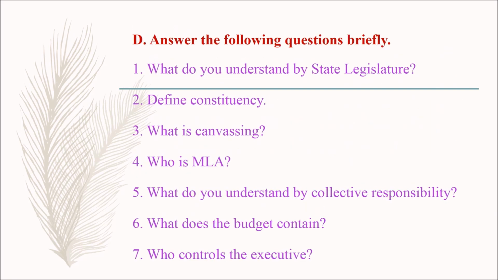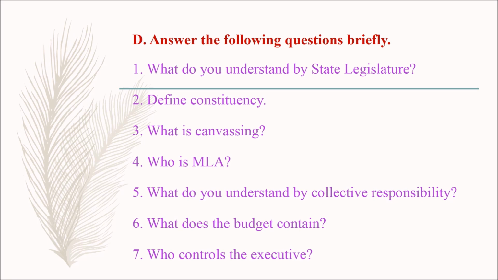Section D. Answer the following questions briefly. Question number 1. What do you understand by state legislature? Question number 2. Define constituency. Question number 3. What is canvassing? Question number 4. Who is MLA? Question number 5. What do you understand by collective responsibility? Question number 6. What does the budget contain? Question number 7. Who controls the executive?